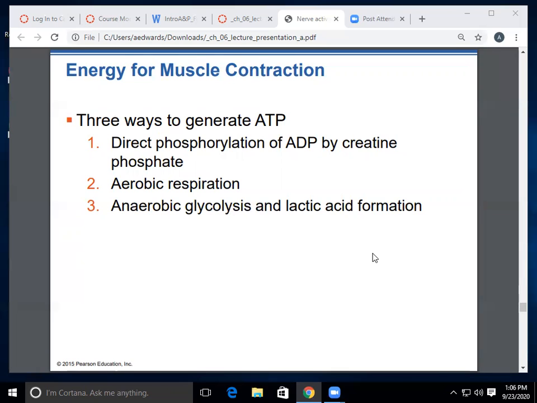Now, making ATP without oxygen is called anaerobic metabolism. The processes that are anaerobic are glycolysis and lactic acid formation. So you can get some ATP from glycolysis, not much, but it doesn't require oxygen. But if you don't get oxygen, you can't do aerobic respiration.